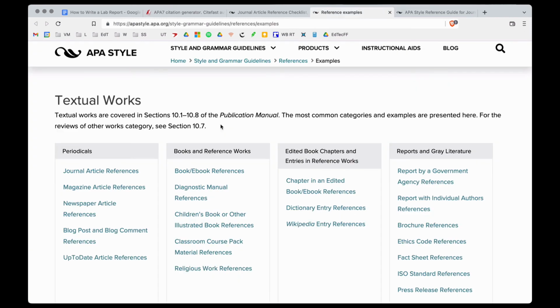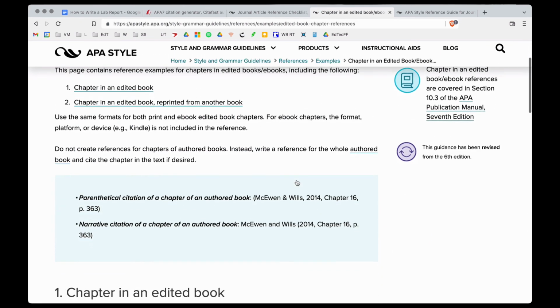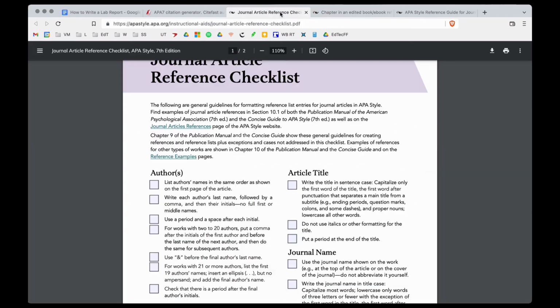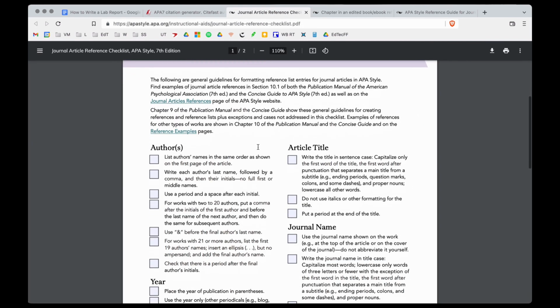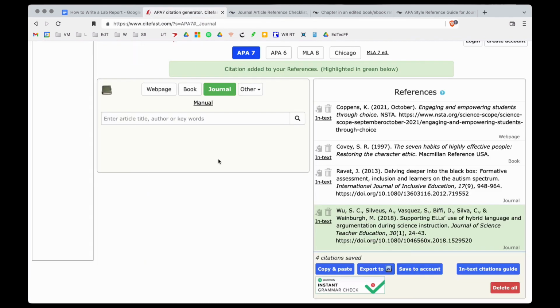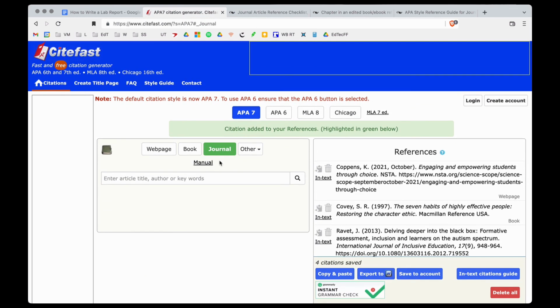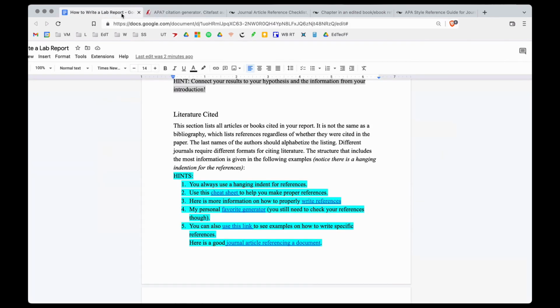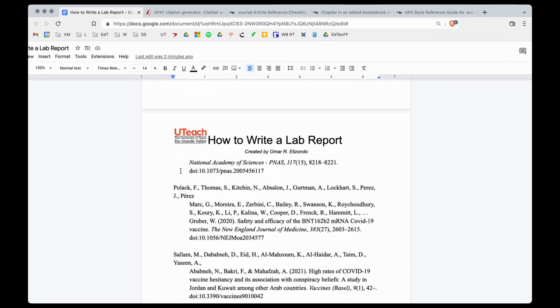I have some reference examples from APA style. If you have, let's just say, a chapter in an edited book, you can click on that and it will show you how to properly reference that. I have a checklist here that you can use that will help you make sure that your references are correct. And then, of course, this is a citation generator. It's about 95% accurate, so that's why you want to put them in here and then double check them with the guide, okay?